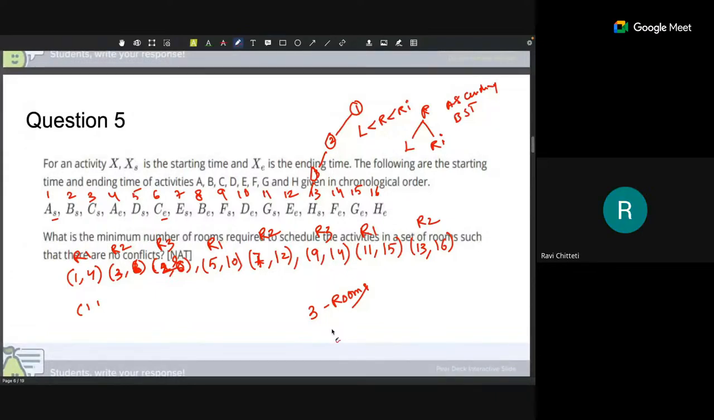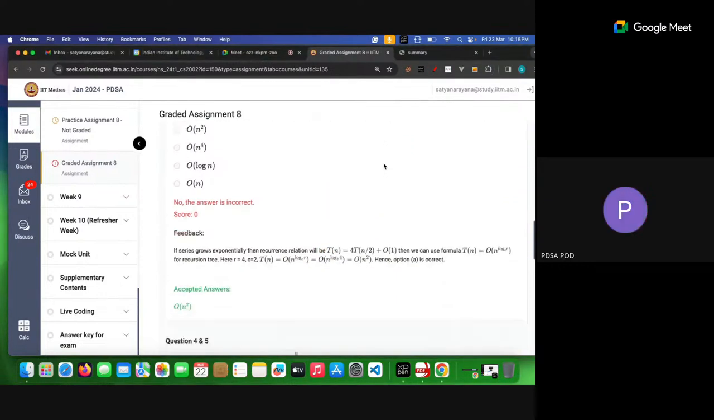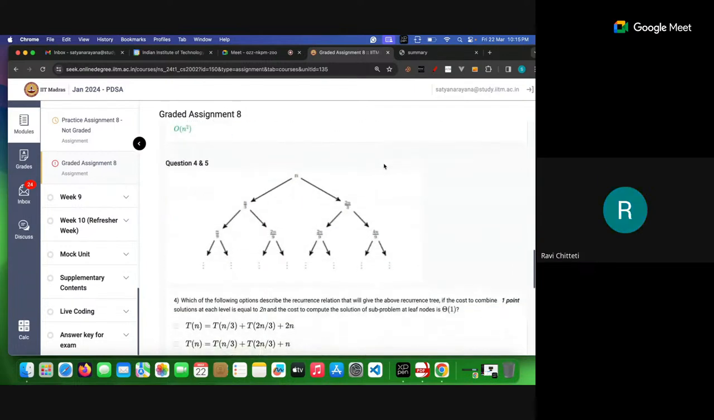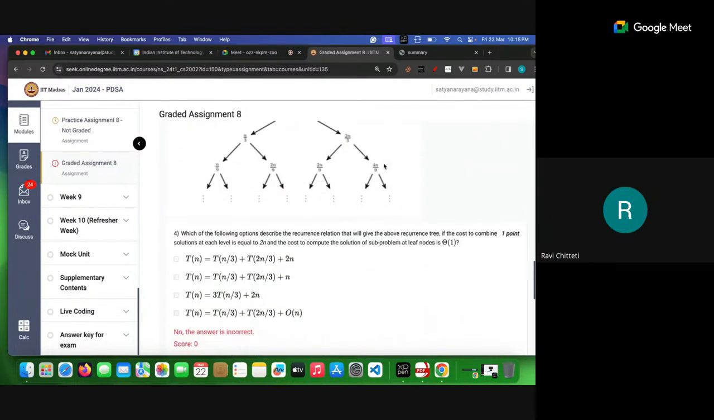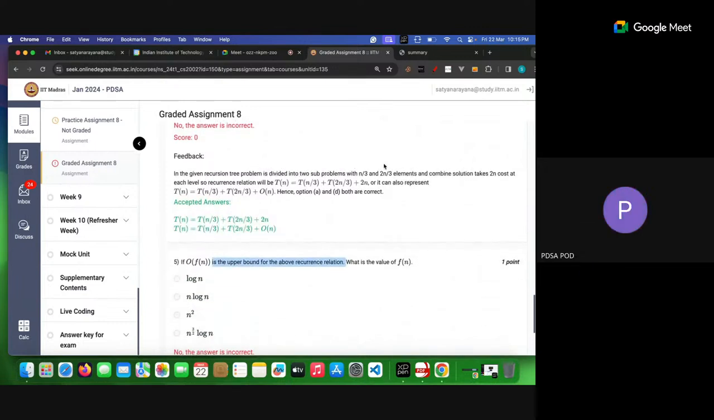Hello? Yeah, the graded assignment week 8. I'm going through the same problems, 4 and 5. I understood only a portion of it. It would be really helpful if you could solve it. Graded assignment 8, 4 and 5, both of them. Yes, we have just discussed this one. Please kindly check it.